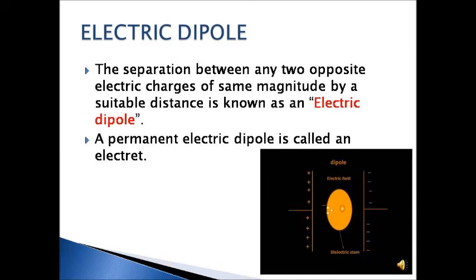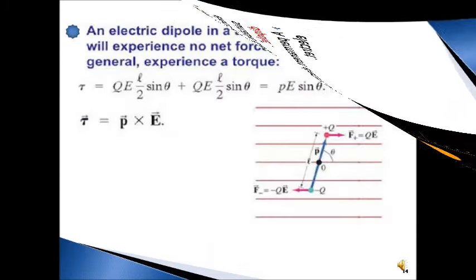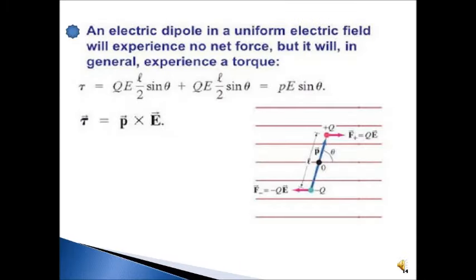Basic terms and properties of dielectrics. Electric dipole: the separation between any two opposite electric charges of the same magnitude by a suitable distance is known as an electric dipole. A permanent electric dipole is called an electret. This is an electric dipole. If an electric dipole is placed in a uniform electric field, as it has two equal and opposite forces at the two ends of the dipole due to opposite charges, it will experience no net force, but in general it will experience a torque.